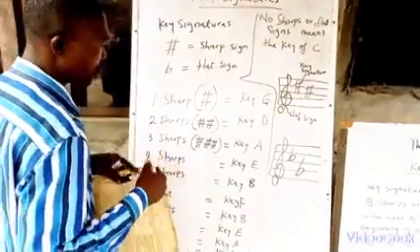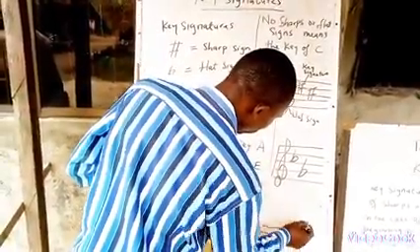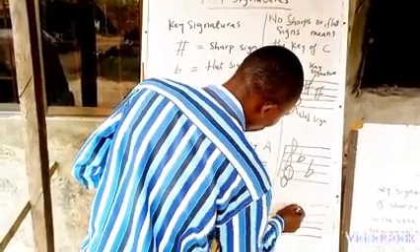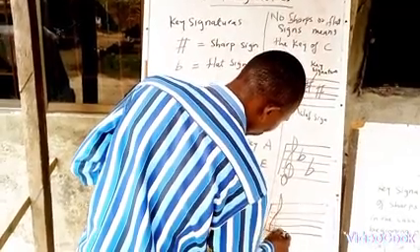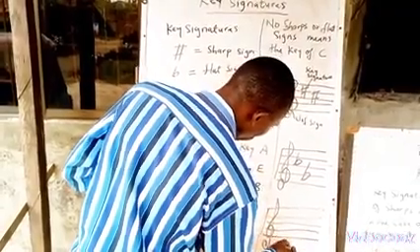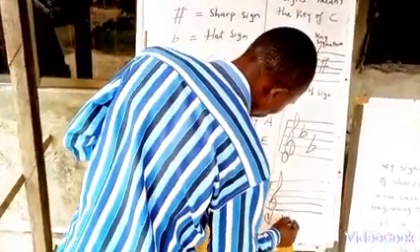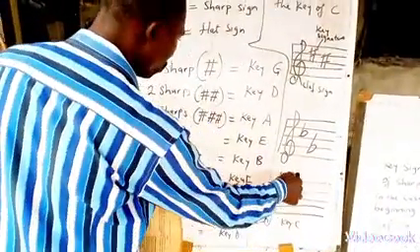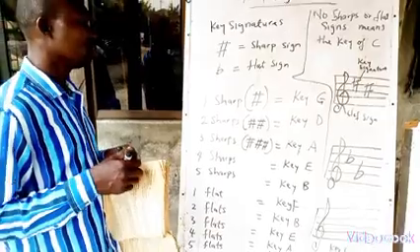So if you have an empty staff, 1 2 3 4 5, this way, without any sign here, this is called key C. There is nothing, no flat or sharp sign. It's called the key of C.